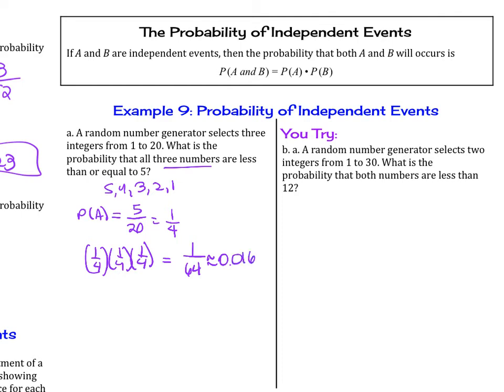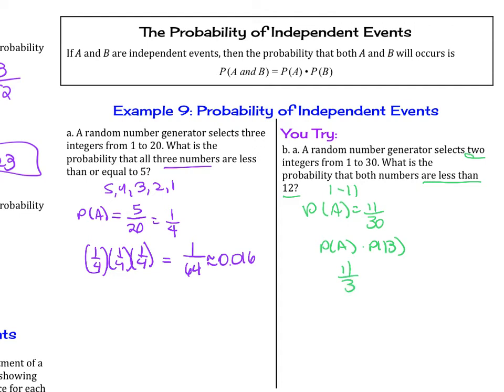A random number generator selects 2 integers from 1 to 30. What's the probability that both numbers are less than 12? So the probability that they're less than 12, so you're saying 1 through 11. So the probability of the event is 11 out of the sample space of 30. And so we're choosing 2 numbers, so probability of A times the probability of B.